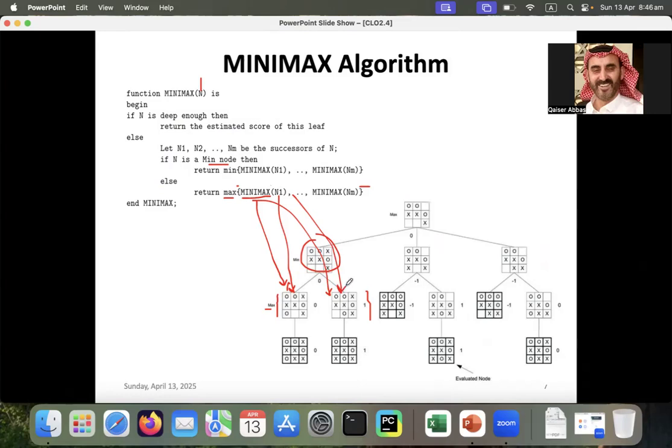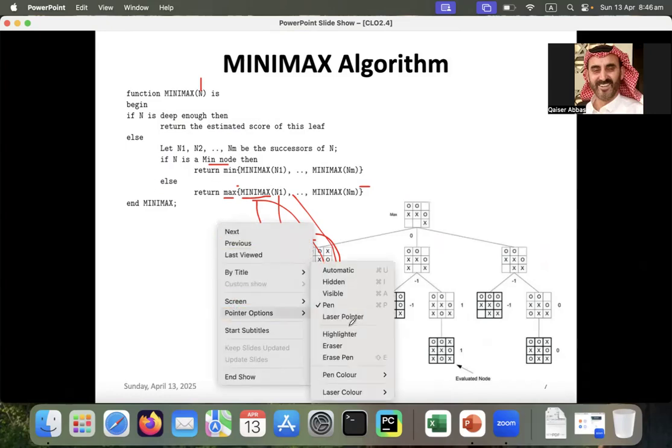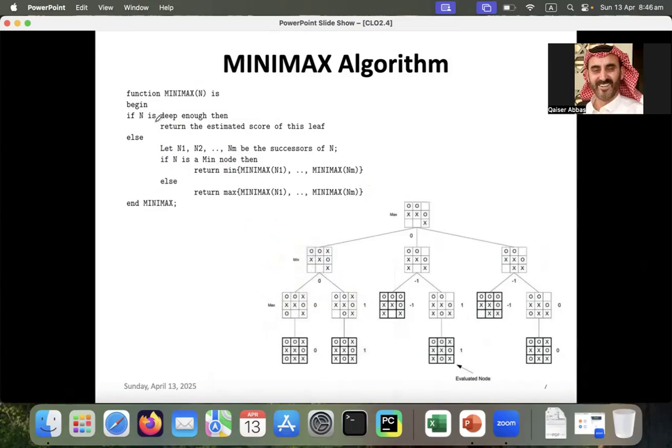I hope that we have now got an understanding of this algorithm, not fully, but partially. What is the structure of the syntax? What is the structure of the algorithm? And after that, end minimax, which means this is the end of this algorithm.